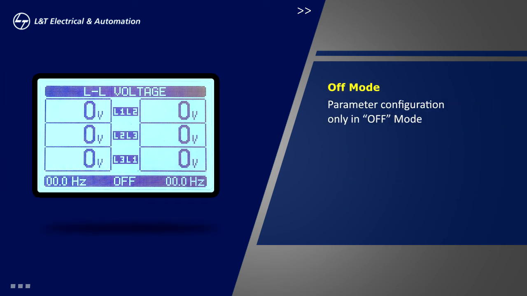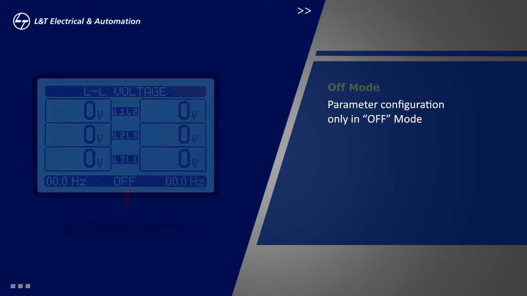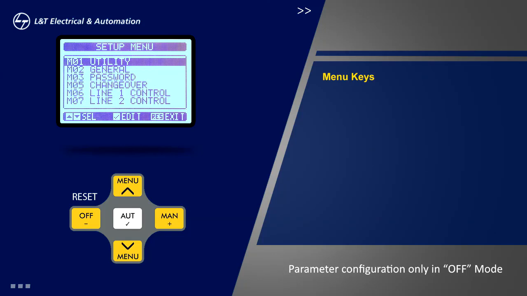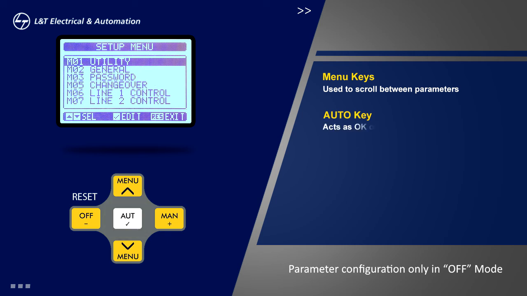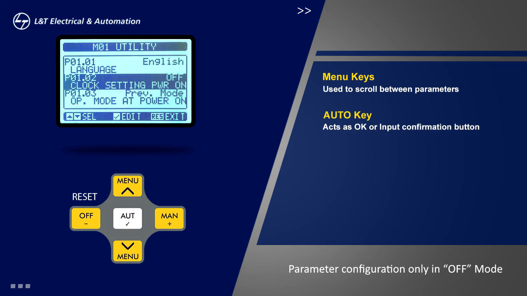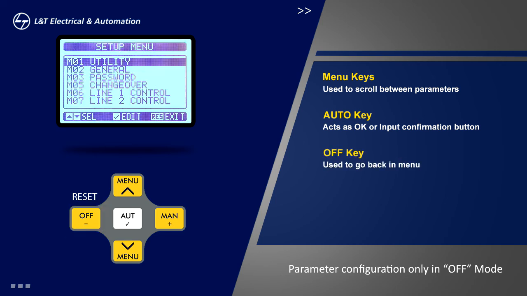All parameter setups and commands are configured or executed only in off mode. The other 2 are menu keys, which are also used to scroll between parameters. The auto key at the center also acts as OK button or input confirmation button. The off key is used to go back in menu.